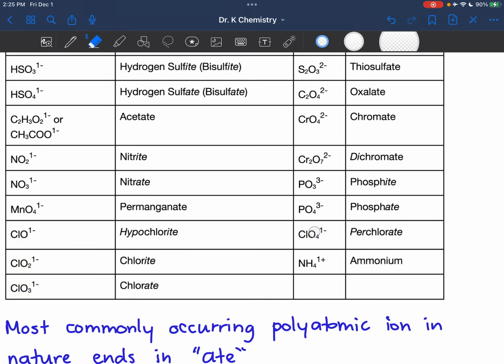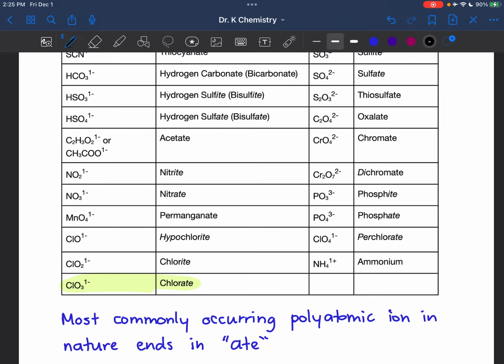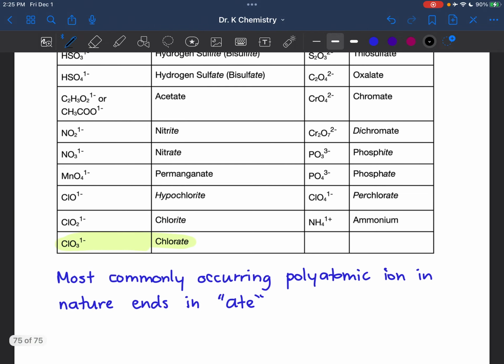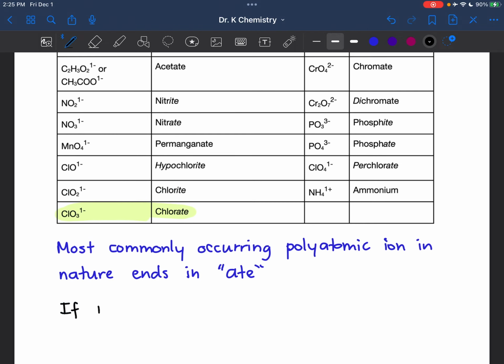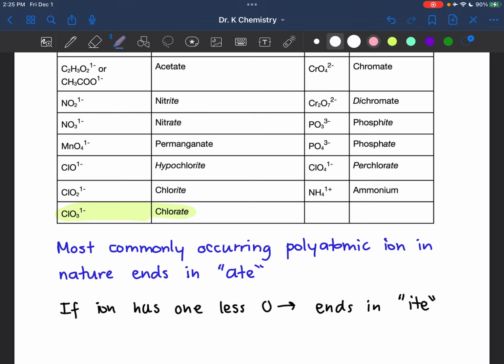So here, what I would recommend is memorizing the one that ends in ate. And you can figure everything else out based off of that one if you know the following trick. So the most commonly occurring one ends in ate. If the ion has one less oxygen, it ends in ite. So notice chlorate is ClO3 with a -1 charge. Chlorite is ClO2 with a -1 charge.